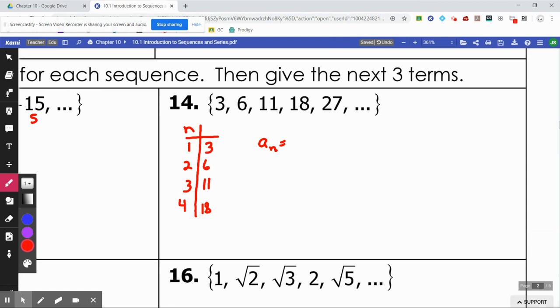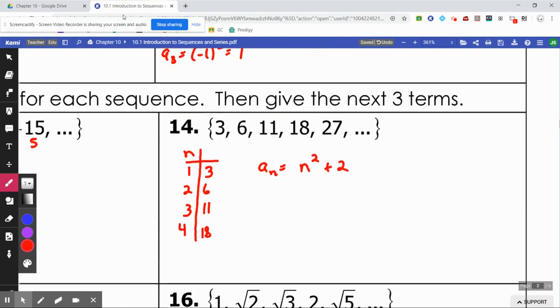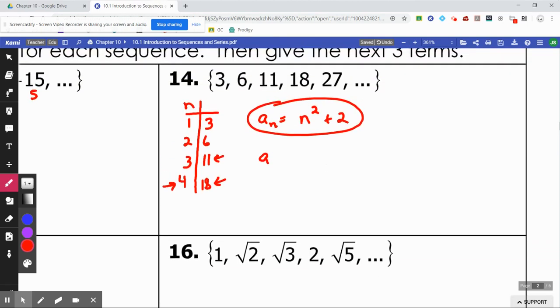Sometimes you might have to square your n term. Maybe it's something like n squared. When you square 1, you get 1, and then you can add 2 to that. It gives you 3. Square 2, you get 4. Add 2 to that, you get 6. Square 3, you get 9. Add 2 to that, you would get 11. So this is checking out. Square 4 gives you 16. Add 2 gives you 18. That is your rule.